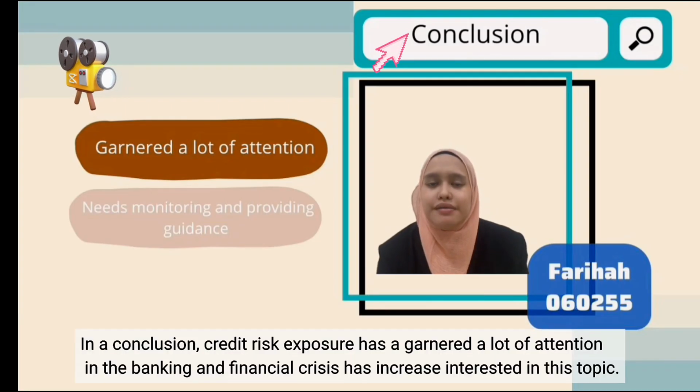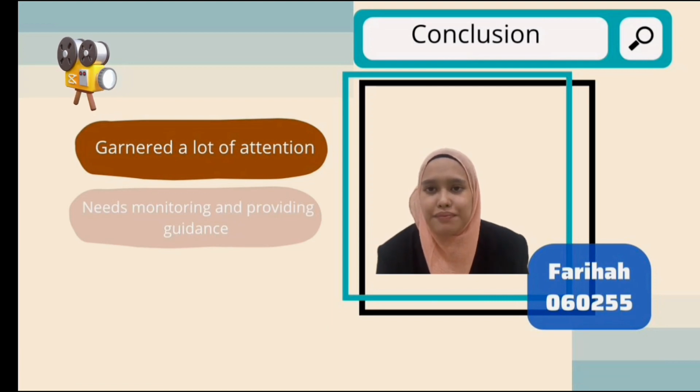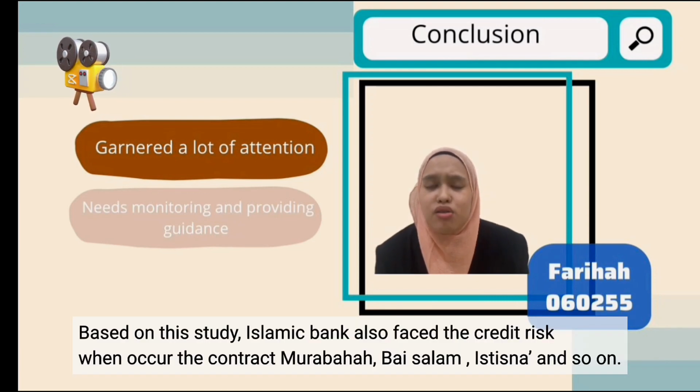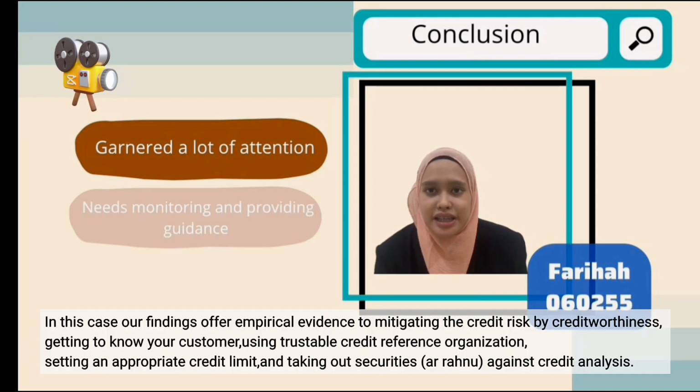In conclusion, credit risk exposure has engendered a lot of attention in the banking and financial crisis, with increased interest in this topic. Based on this study, Islamic banks also face credit risk in contracts such as murabahah, salam, istisna, and so on. In this case, our findings offer empirical evidence for mitigating credit risk through creditworthiness, getting to know your customer, using trustworthy credit reference organizations, setting an appropriate credit limit, and taking out securities, which is known as credit analysis.